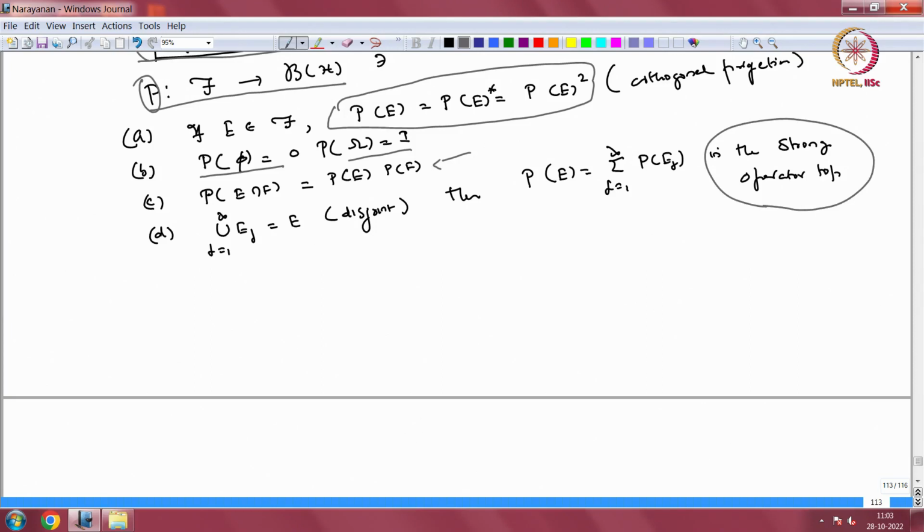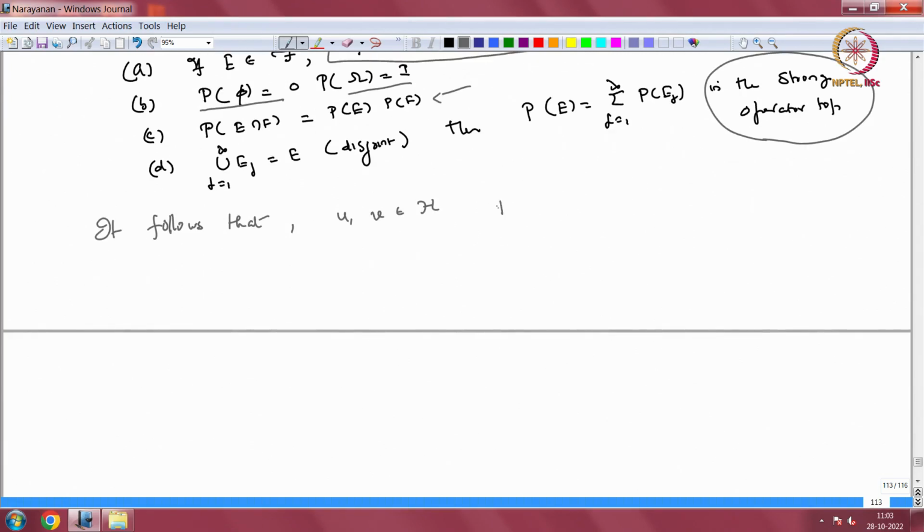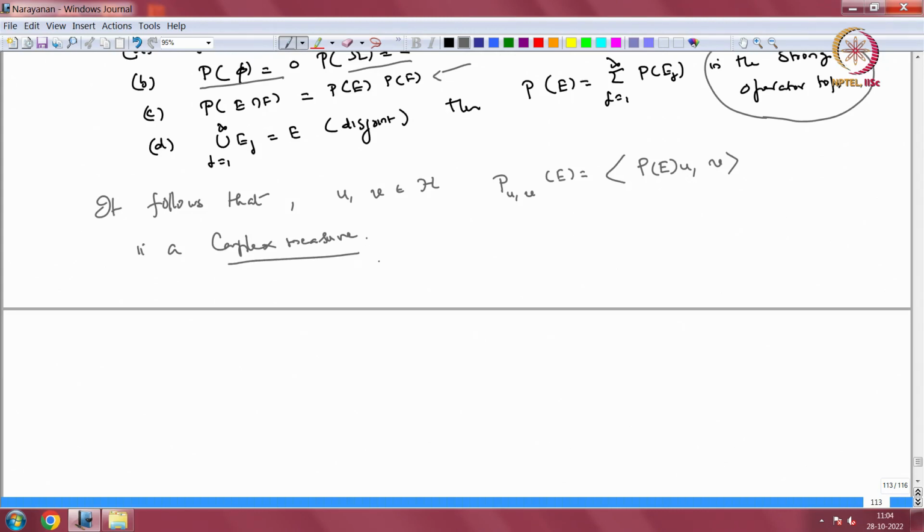Okay. So, we continue from here. So, it follows that if I take u and v in Hilbert space H, we are going to construct that measure mu u v. Of course, we will denote it by P u v of E equal to P E. So, P E is a projection, acting on u is a vector, inner product with another vector v, right. So, that is a complex number. So, this is a complex measure. So, you have to check the countable additivity, right. So, let us do that.